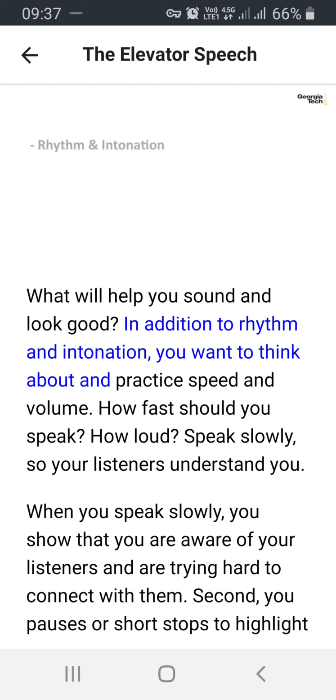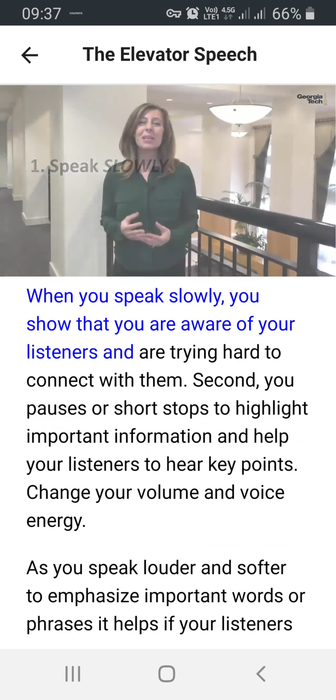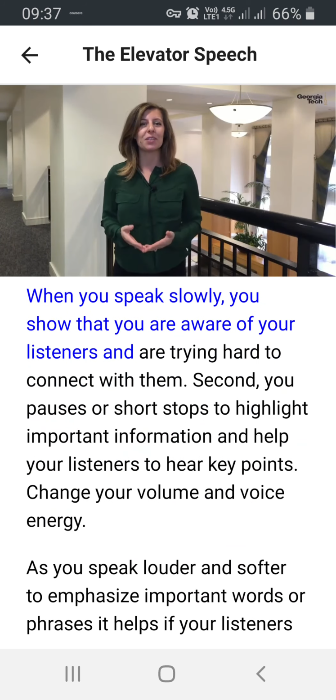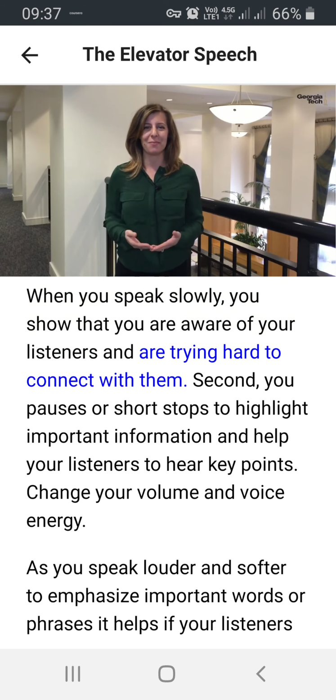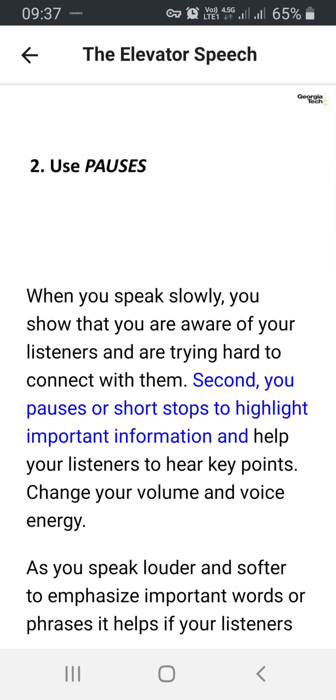In addition to rhythm and intonation, you want to think about and practice speed and volume. How fast should you speak? How loud? Speak slowly so your listeners understand you. When you speak slowly, you show that you are aware of your listeners and are trying hard to connect with them. Second, use pauses or short stops to highlight important information and help your listeners hear your key points.